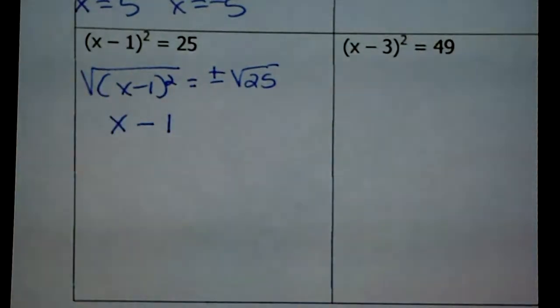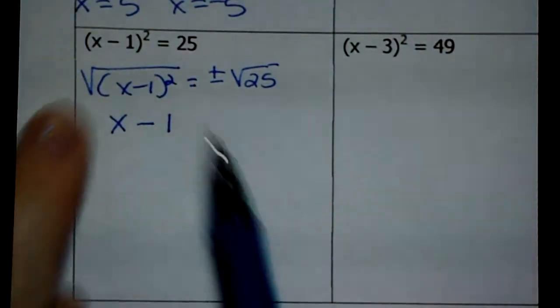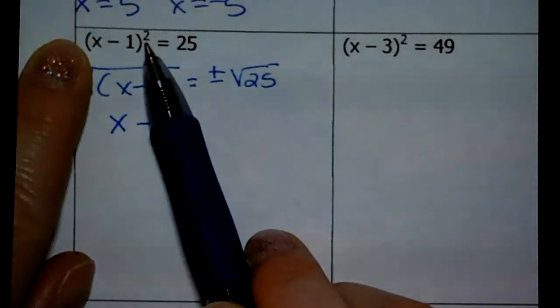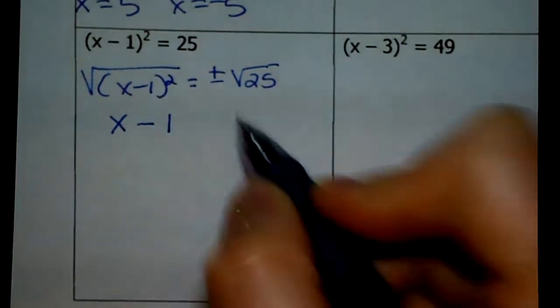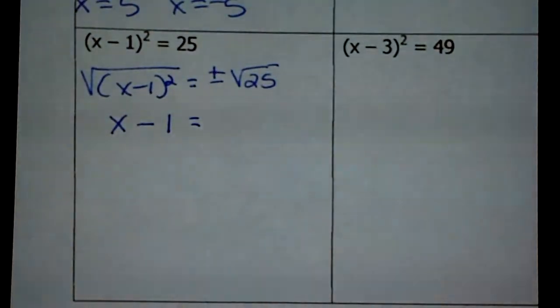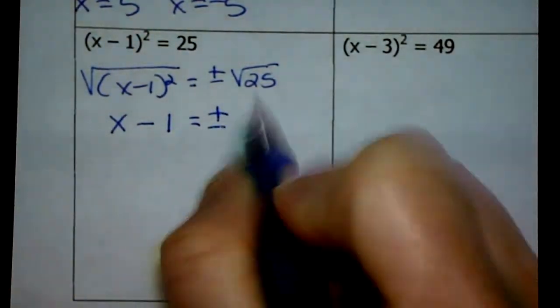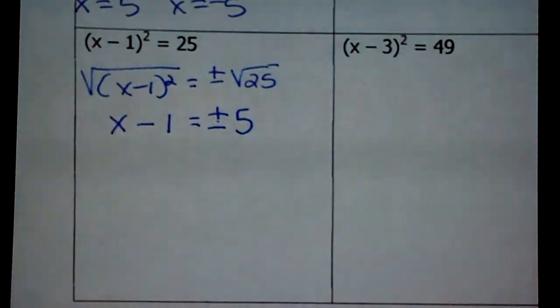I know, we'll talk more in class if it's really confusing, but basically we're getting rid of the exponent, and you get rid of squaring something by taking the square root of it. So over here, I end up with a positive or a negative 5, right? Now this is where it gets a little bit different, because we're not quite done.